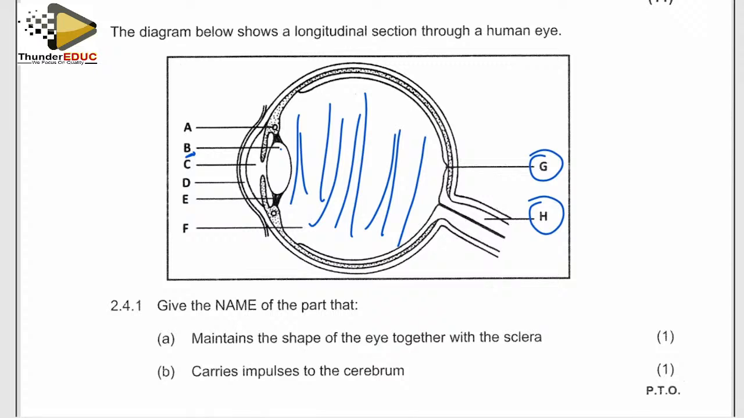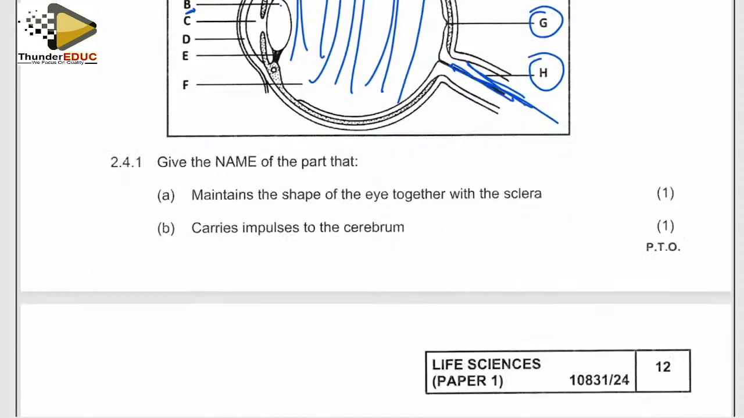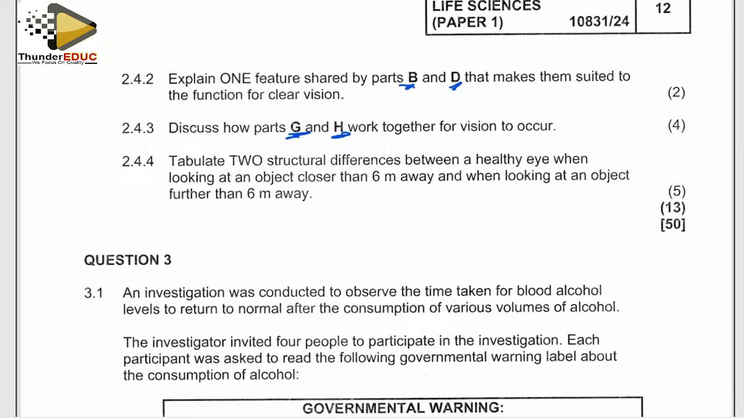that G and H work together. G receives the light, which is the stimulus, which is converted into a nerve impulse, and then sent to the cerebrum for interpretation via the optic nerve. So basically, they just wanted to see the relationship: G receives the stimulus, which is light, and converts it into a nerve impulse, and then hands it over to H, which is the optic nerve, which takes that impulse to the cerebrum for interpretation. That's it.